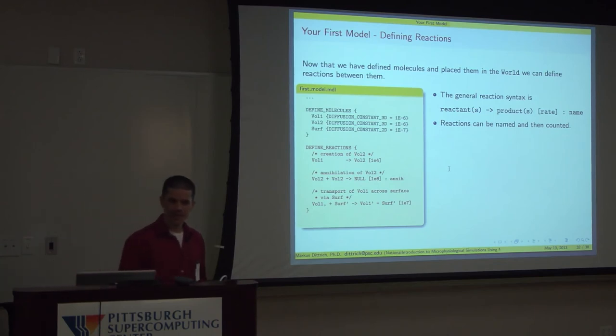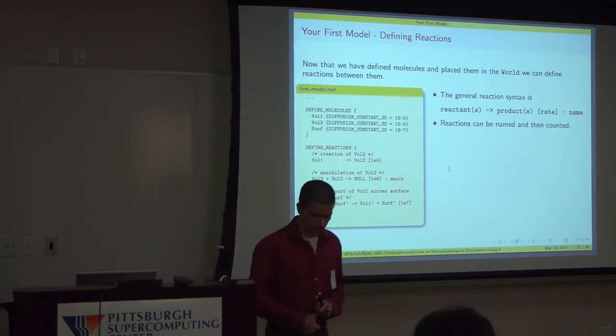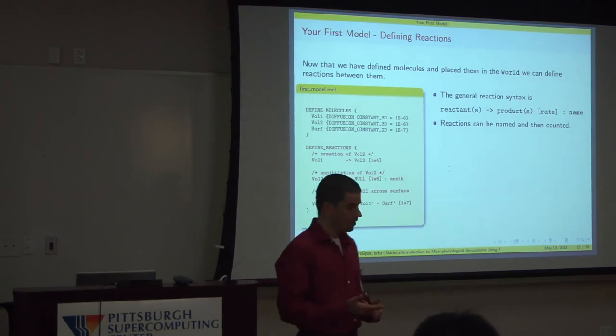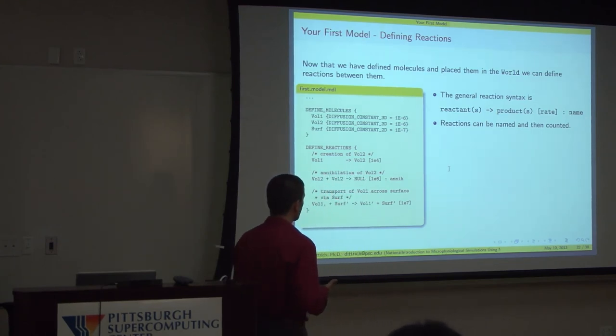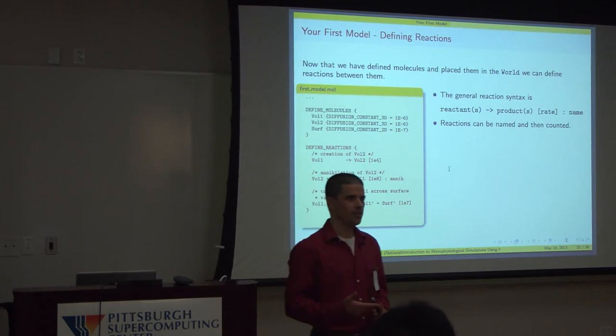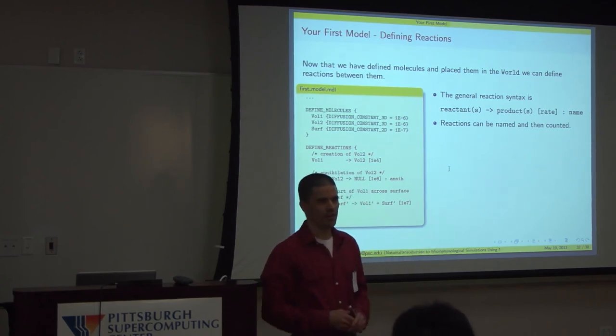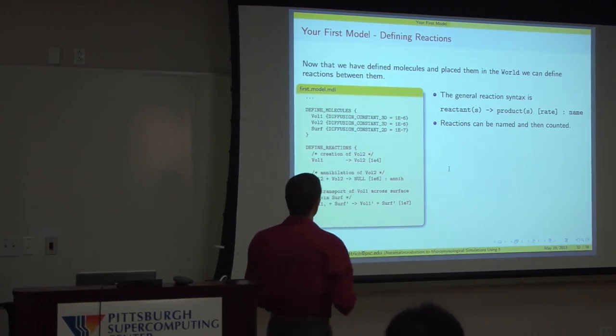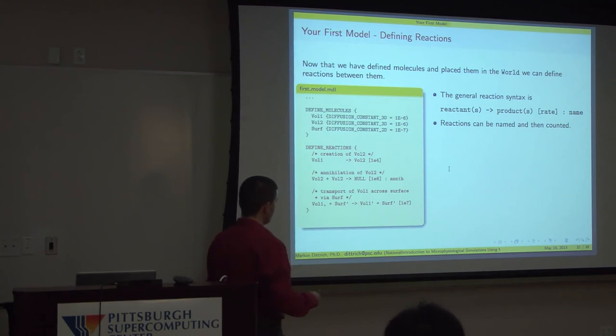So basically, we have defined molecules. We have placed them. Now, this would be a more interesting simulation. Molecules would diffuse around in our simulation. But what we, of course, want to define is some reactions between the molecules. And defining reactions is fairly straightforward in MCell.